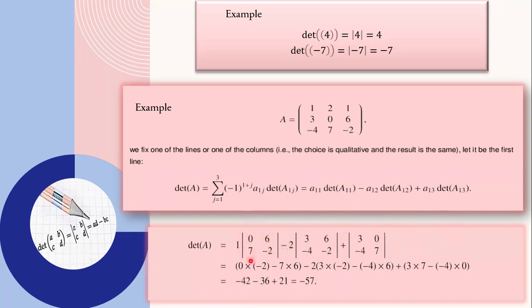Here, to calculate this determinant, we multiply 0 by minus 2, minus 7 by 6. And same thing for the others. And we obtain our determinant.